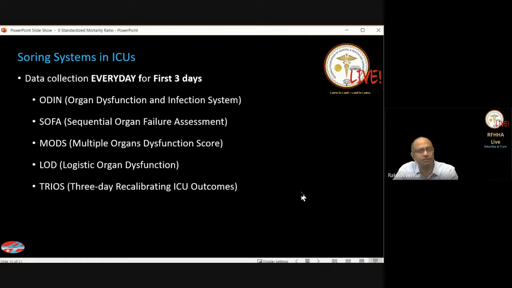Eventually, we will see that whichever score you use, the standardized mortality ratio is not dependent on which scoring system you use. So the scoring system that way is immaterial. The only important thing is that we must use the same scoring system when we are trying to compare.